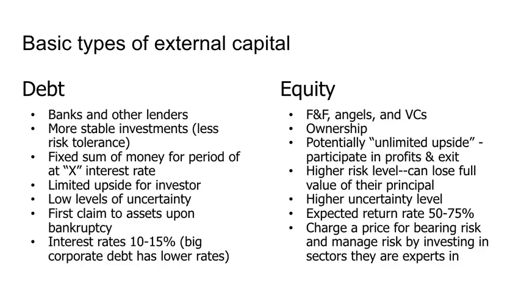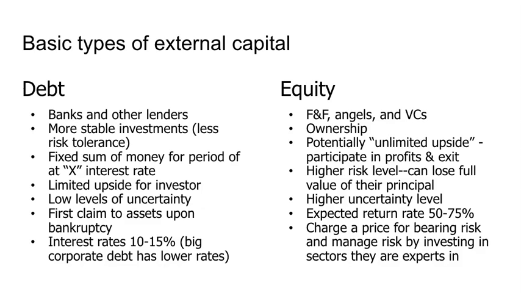Equity can come from a variety of sources: friends and family, angels, VCs. Equity is ownership, voting control, and it also gets you a part of the profits. And that's why there's potentially unlimited upside. Owners participate in profits, and if there's an exit, then they get their proportionate share of whatever that exit value is. This is a higher risk level because the assumption is you can lose the full value of the principal. If the company goes bankrupt, you're behind the debt holders to get anything out of it.